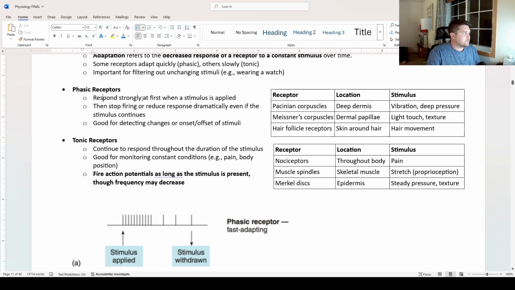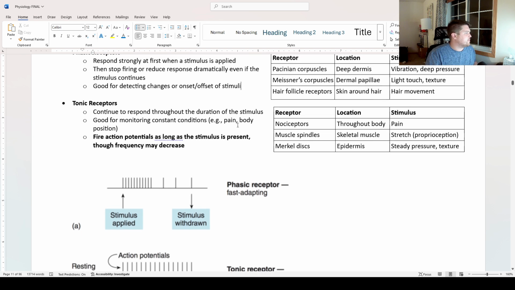Phasic receptors respond strongly at first when a stimulus is applied, but they stop firing or reduce their response dramatically even if the stimulus continues. So these are the ones that stop responding fairly quickly. These are ones like the Pacinian corpuscles, the Meissner's corpuscles, or hair follicle receptors. These are for very quick, short stimuli. We call them the phasic receptors.